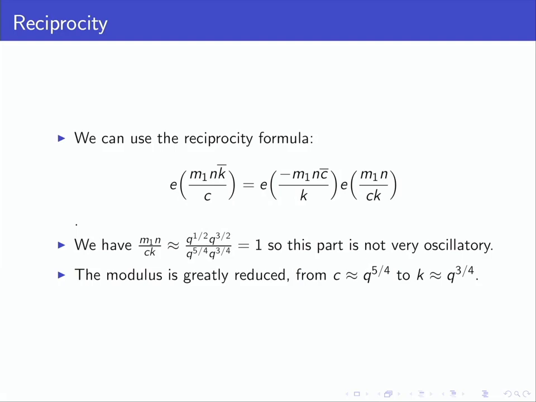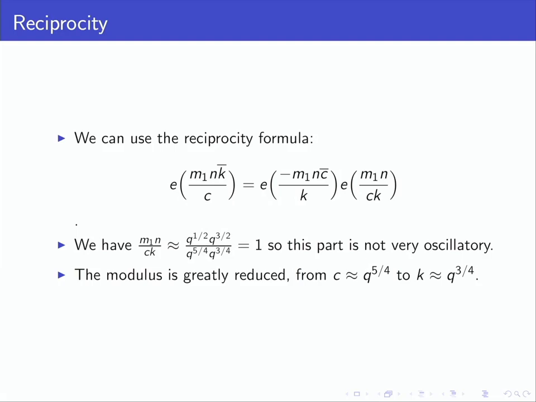Now if all the variables are close to their maximal sizes, then M1N over CK is roughly 1. This is a pretty common feature when applying this reciprocity law. So this extra factor, E of M1N over CK, isn't really doing a whole lot. It's not causing us any problems. We're just going to put it in with the weight function that I haven't been writing anyway.